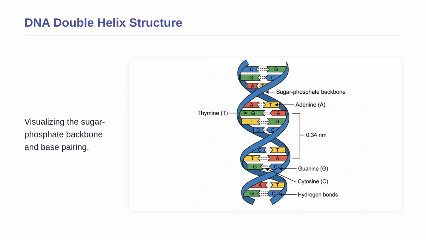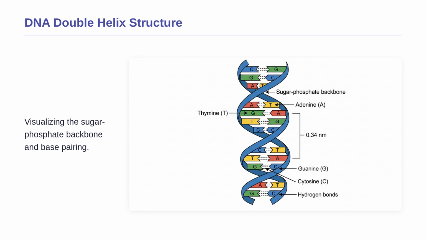To truly cement everything we have calculated, let us look at a visual representation of the DNA double helix. On the screen, you can see the classic twisted ladder structure. The continuous blue ribbons on the outside represent the sugar phosphate backbone, which provides structural support. The colorful rungs connecting the two sides are the nitrogenous bases we discussed earlier. Notice how the red adenine always pairs with the yellow thymine, and the green guanine always pairs with the blue cytosine.